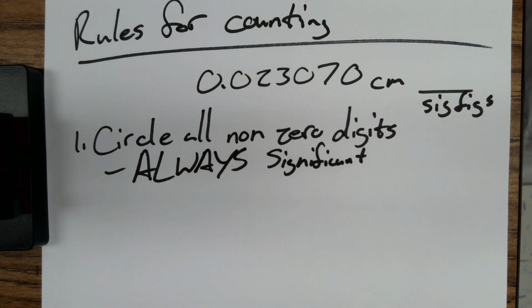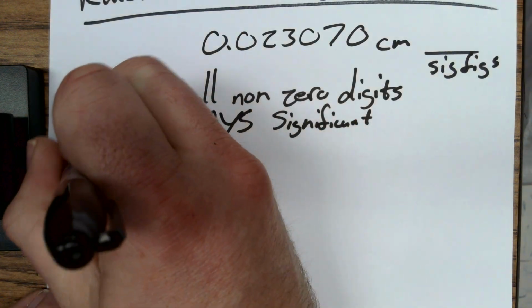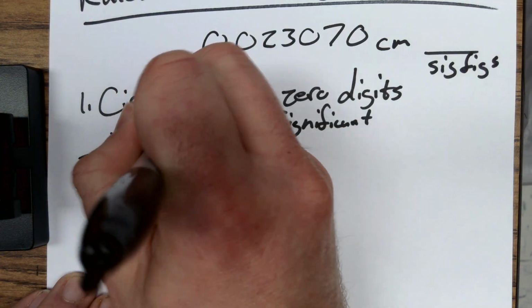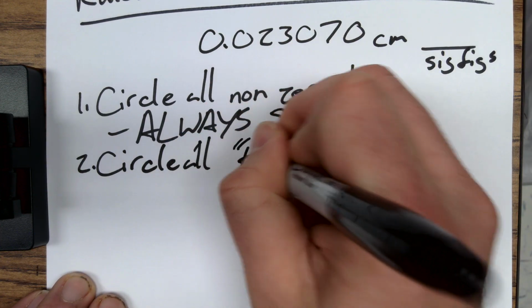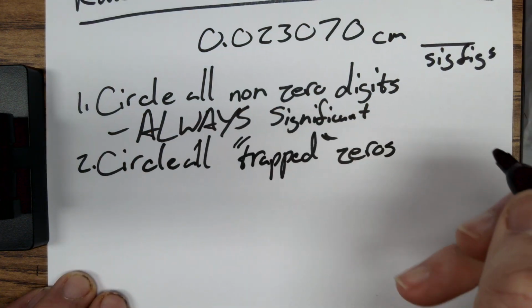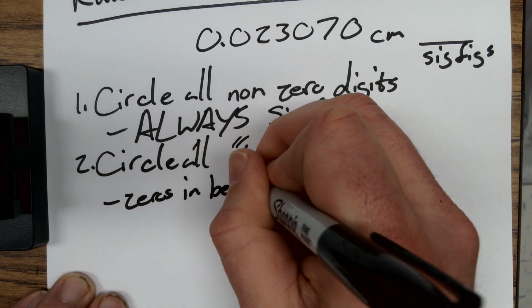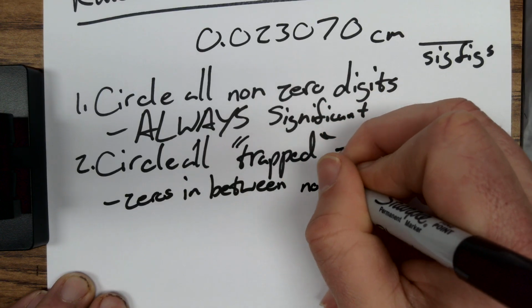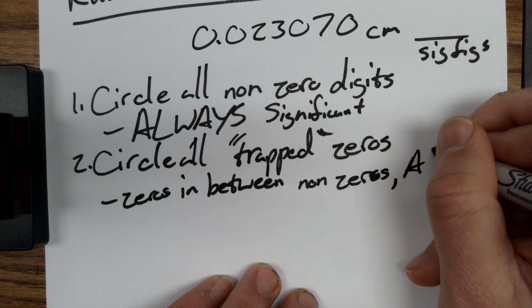Here we go. Missed the first part, but we get the second part of it. So, like I said, for rules for counting our sig figs, we want to circle our non-zero digits as they are always significant. Rule number 2, I want to circle all trapped zeros. Now, what I mean by trapped, I mean that these are zeros in between non-zeros, as they are always significant.